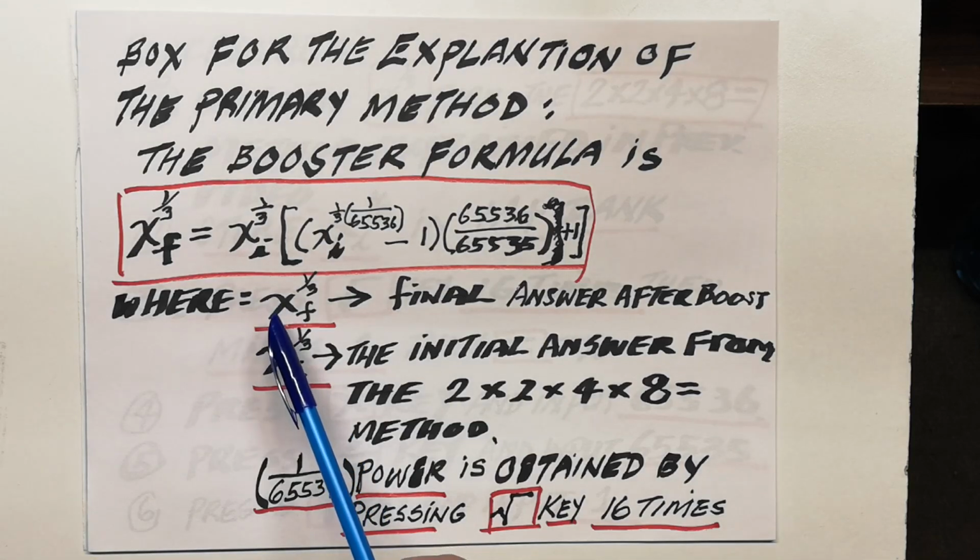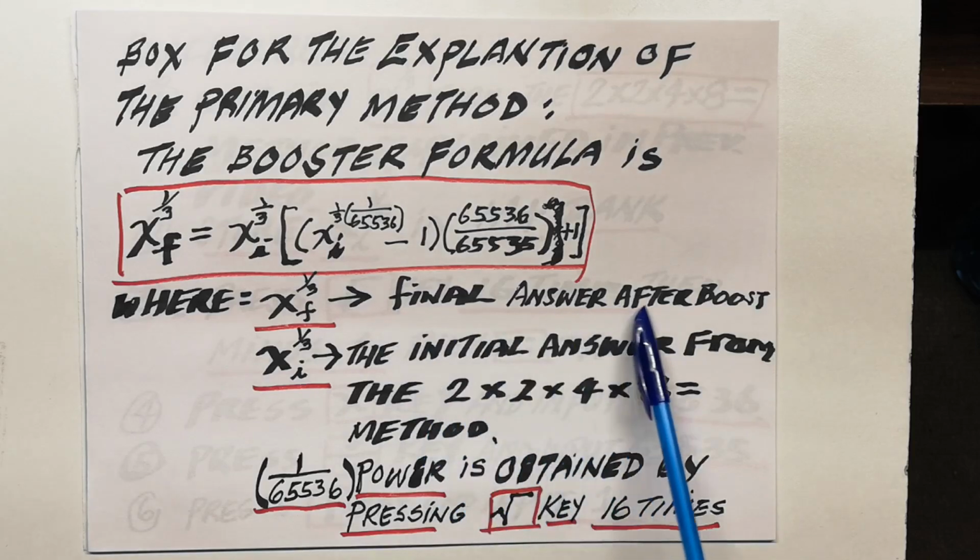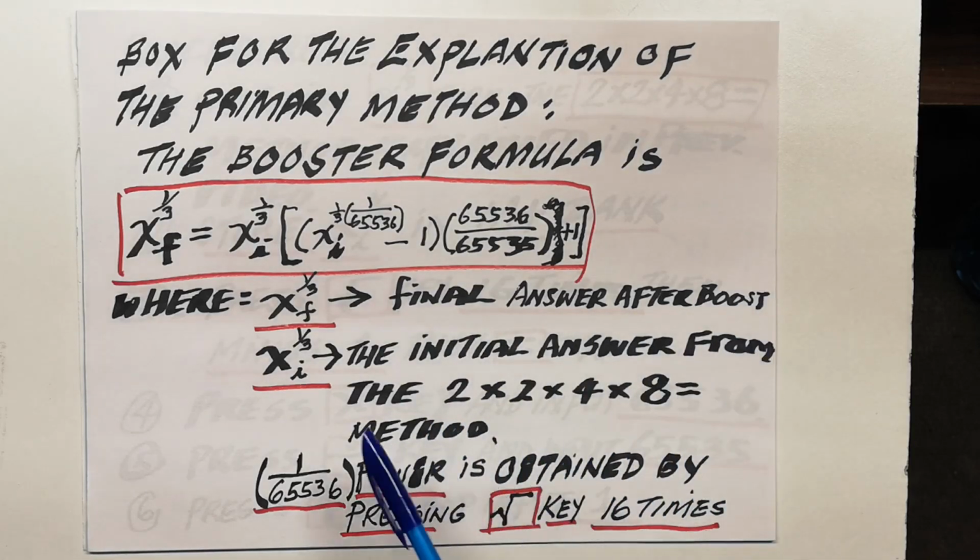The cube root of x final is the final answer after the boost. The cube root of x initial is the initial answer from the 2248 method. Raising to the 1 over 65536 power is obtained by pressing the square root key 16 times.